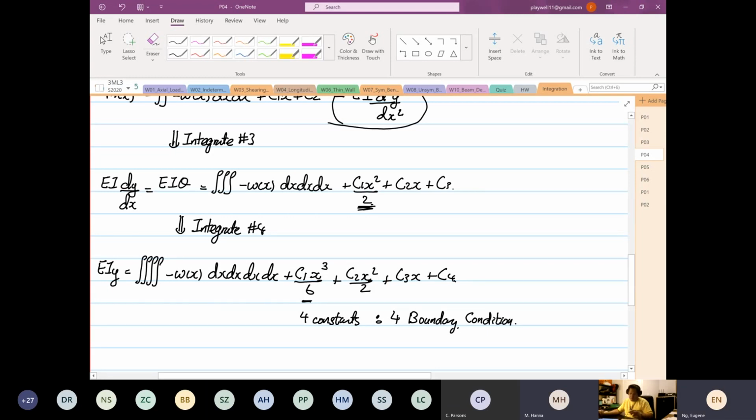Now the thing is this. How many constants do we have? We have 4 constants. So when you have 4 constants, you need how many boundary conditions? 4 boundary conditions. Okay. So again, it is not that difficult.